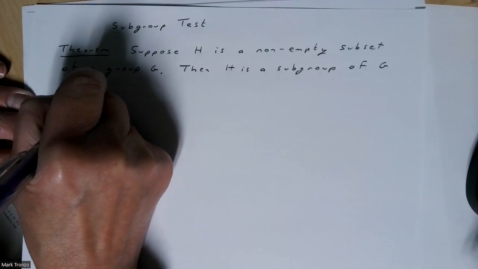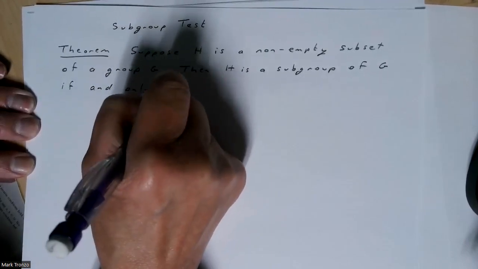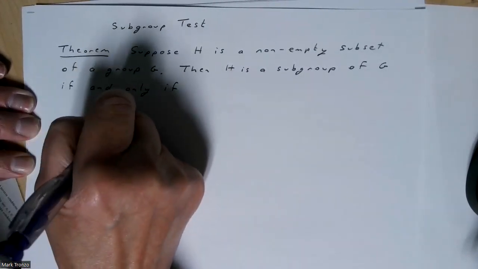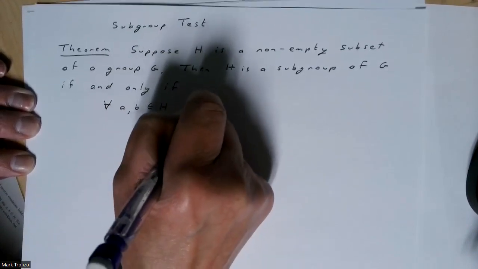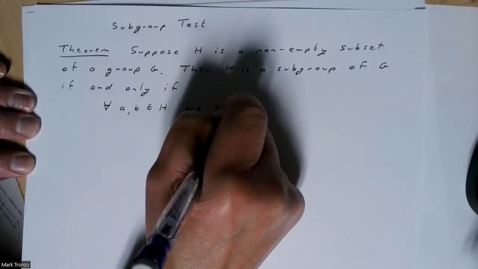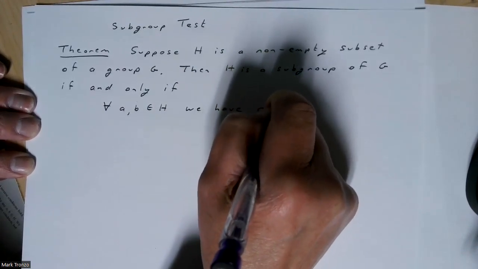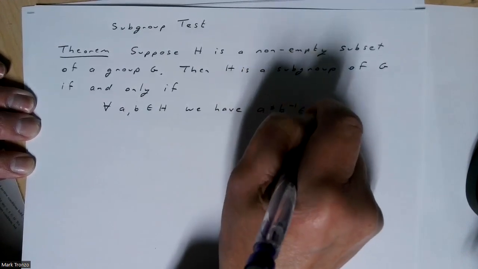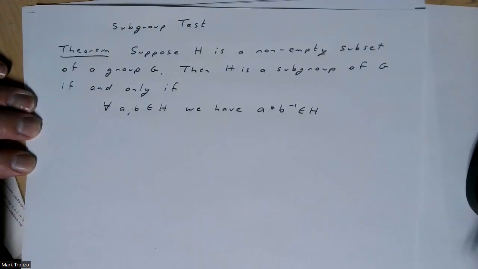if and only if for all A and B in H, we have A, B inverse is in H. This is one of the most concise subgroup tests that there is.